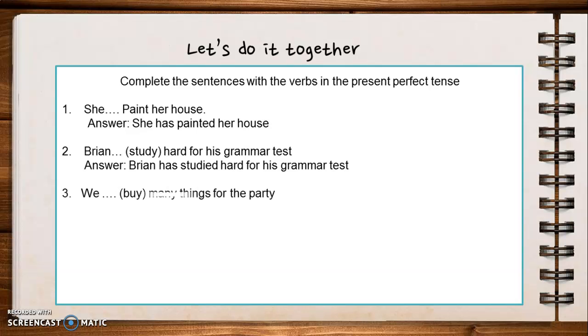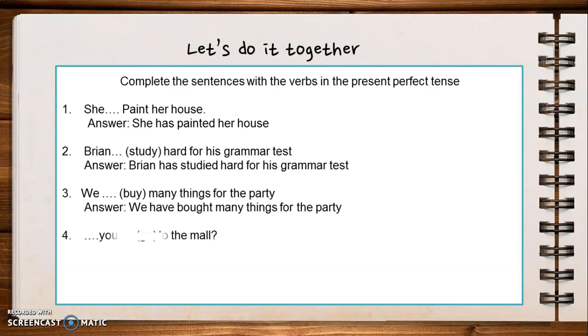And the third, we buy many things for the party. So, the answer will be, we have bought many things for the party. And the fourth, for the question, blah blah blah, you go to the mall. So, because of the subject is you, we have to use have, ya. Have you gone to the mall? Jadi go becomes gone.